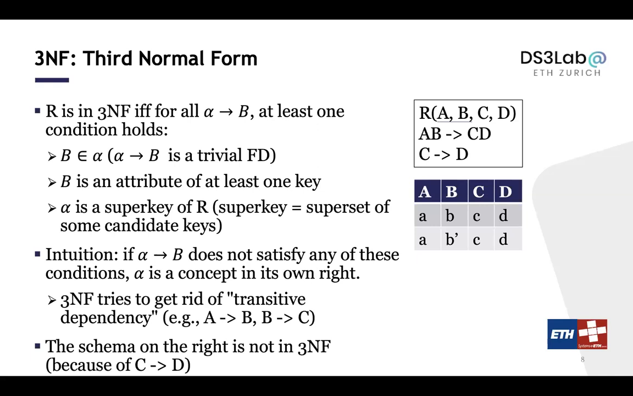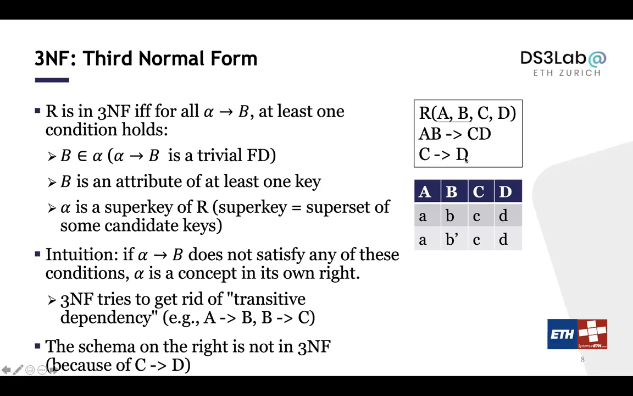So let's look at this example, right? You have 4 attributes, A, B, C, and D. You have 2 functional dependencies. One is from AB to CD, another is from C to D. If you look at the second functional dependency, we can actually check whether it satisfies one of these conditions. In this case, it's not trivial, right? Because the left-hand side is not a superset of the right-hand side.